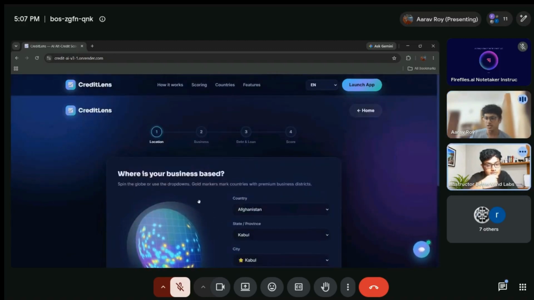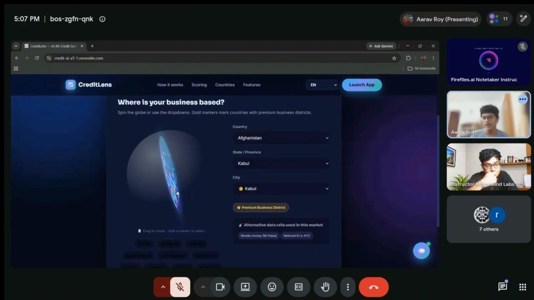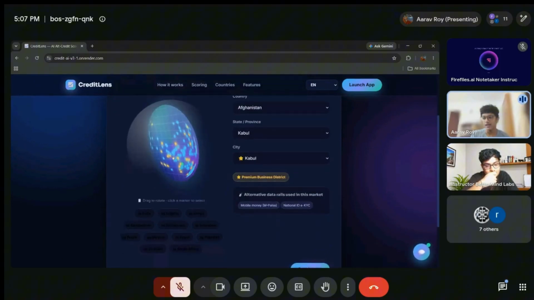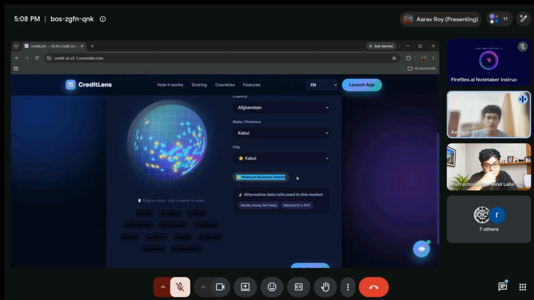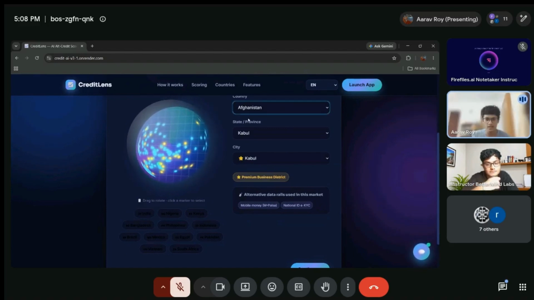First, the user picks the location on this interactive 3D globe. As you can see, we can click on any point on this globe and it will give the place. Apart from that, you can also see these gold markers which are present here. They are the premium business districts. Once you pick a country, a state, and then a city. For right now, let's go for India because that's where I live. You can click on any country you're present in though.